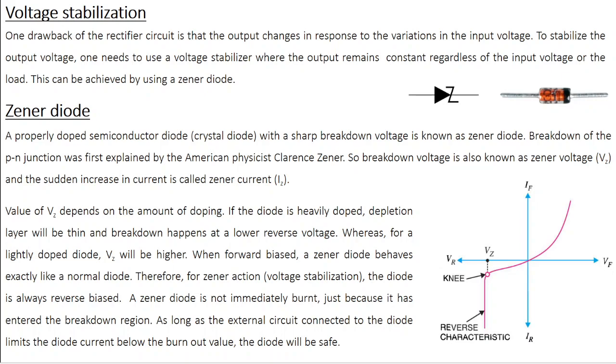Here, the output of the voltage stabilizer is going to remain constant irrespective of the changes in the input voltage or the load resistance. Now, one of the ways in which you can design a voltage stabilizer is by using a special type of diode known as a Zener diode. A Zener diode is a properly doped semiconductor diode. By the way, a semiconductor diode is also known as a crystal diode, with a sharp breakdown voltage.